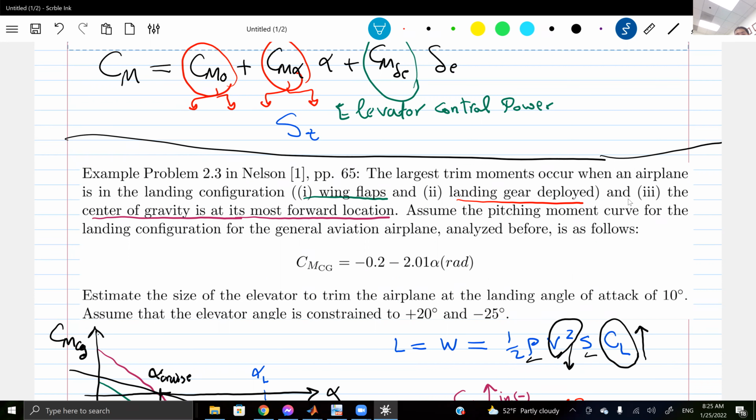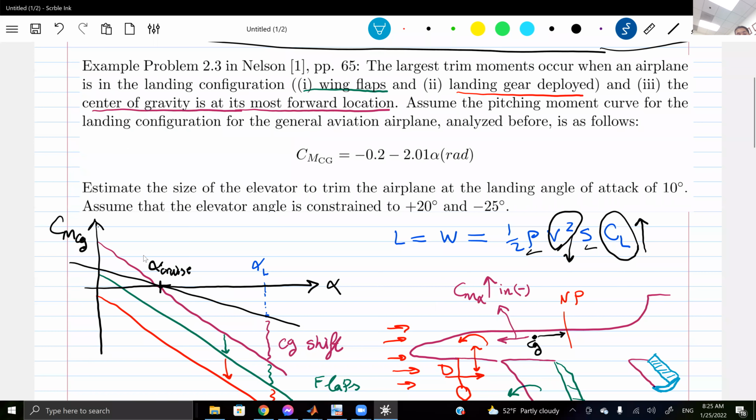Not only that, if I add to it that the center of gravity is at its most forward CG location, the situation is exacerbated even more because the slope is now a larger slope. So at a large angle of attack, I will have a larger negative moment.